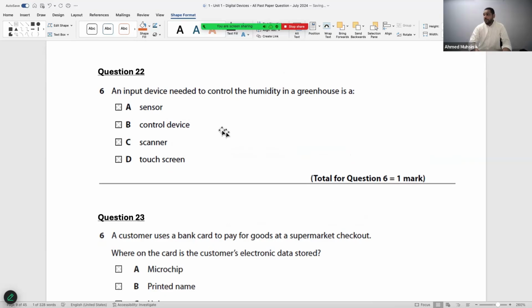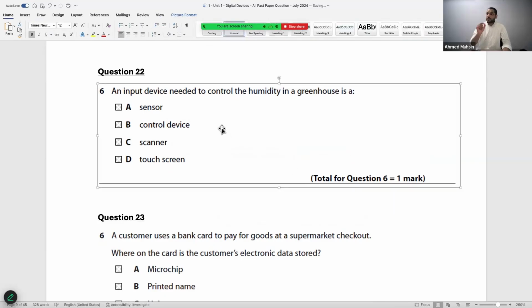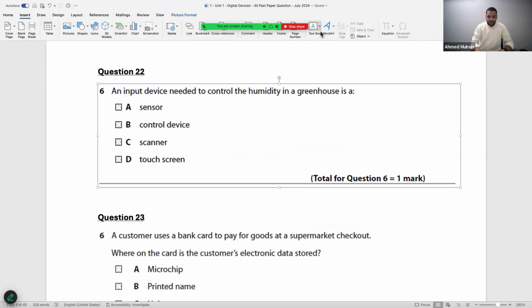Question 22. An input device needed to control the humidity in a greenhouse is a... Very good, but did I teach it to you all yet? I didn't teach it to you all yet. Okay, guys, can you say sensor? They have said needed to control. Control is an output now. So sensor is an input device. We didn't learn control device yet. So we'll mark it now, but we haven't learned it yet. Okay, everybody? Control device, I haven't taught it to you all yet.